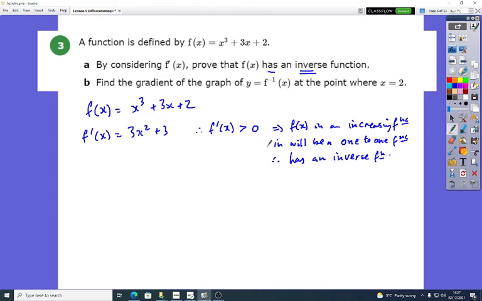The other point is, if it's an increasing function, it will be a one-to-one function, and any one-to-one function has an inverse function. So we've proved that, we've done that. Now, we've been told to find the gradient of this at the point x equals 2.